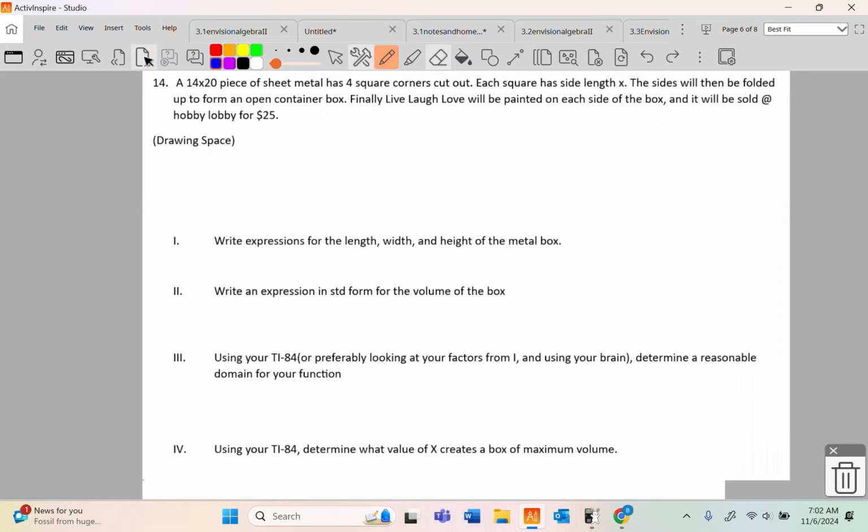Let's see here. 14 is the one I'm going to do next. A 14 by 20 piece of sheet metal has 4 square corners cut out. Each square has side length x. So we originally start with a sheet of paper that's 14 by 20. And we cut out some x's. We cut out these corners of x and x, x and x, x and x. And what we're left with is basically what looks kind of like a big fat cross or a big fat plus symbol. This is math. I probably shouldn't be talking about crosses.